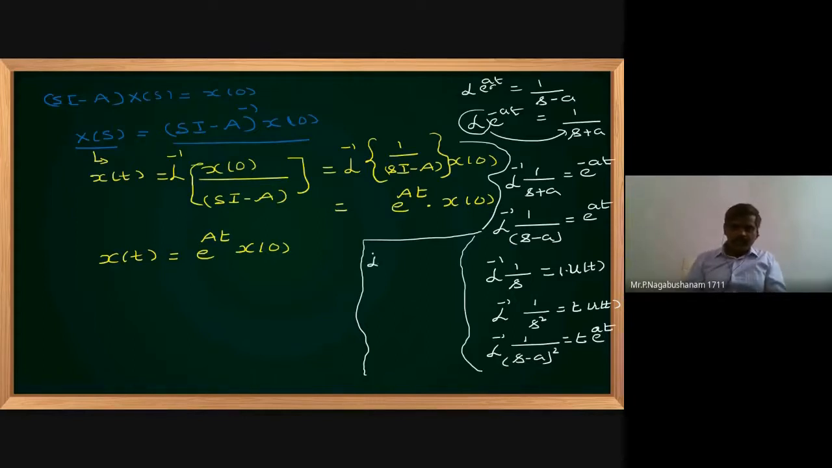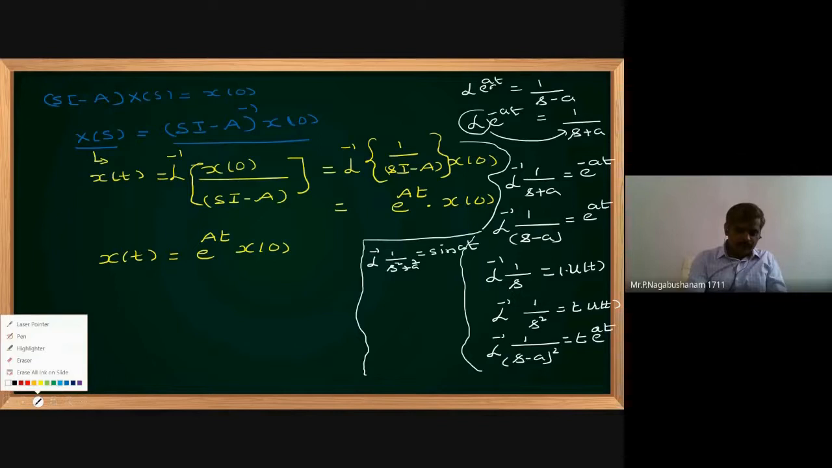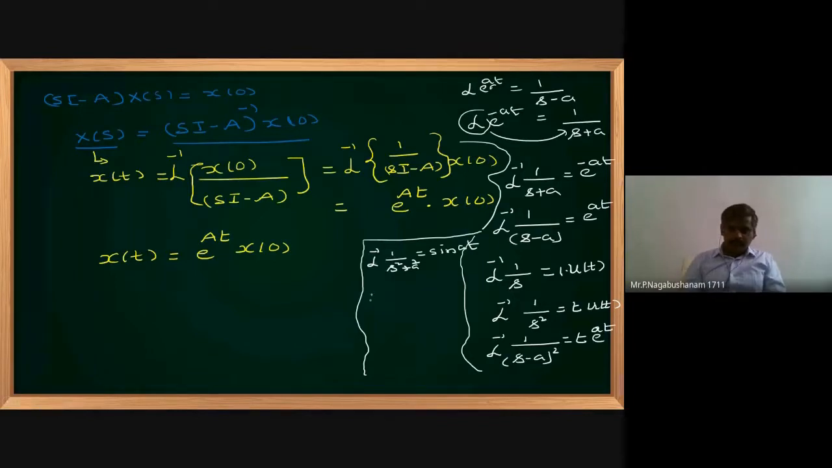Next one, L inverse of 1 by (s square plus A square). This is nothing but sin At. Use different color. Next one, L inverse of s divided by (s square plus A square). Then this one equals cos At. Yes, these are the formulas required to solve the problems in state space analysis.